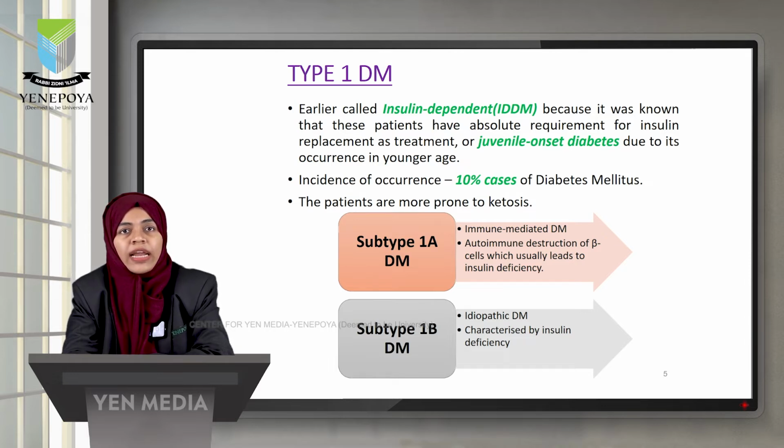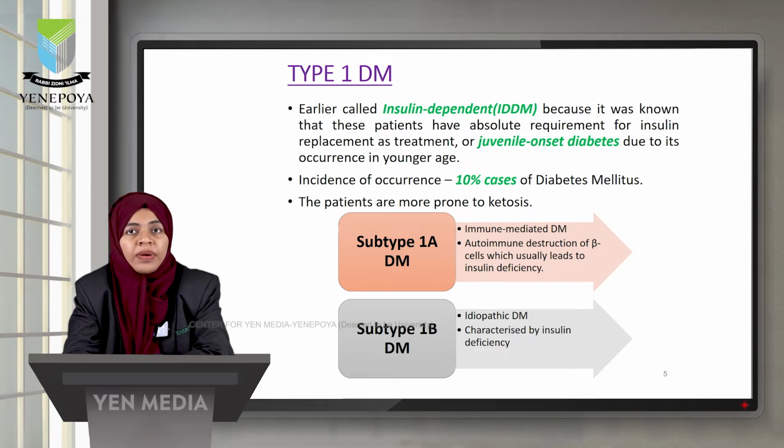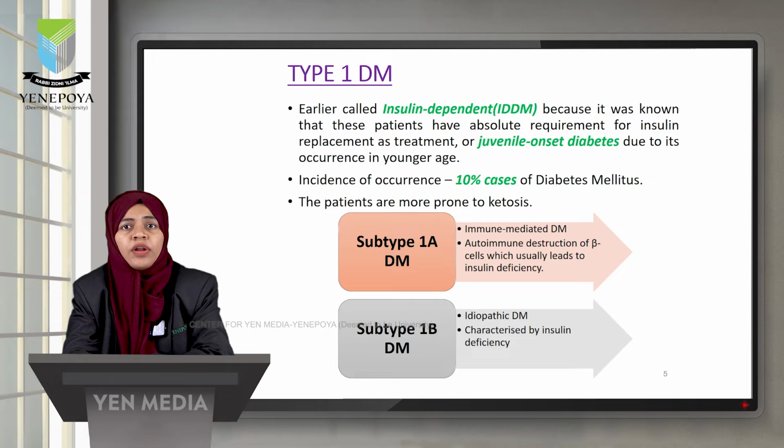Type 1 diabetes mellitus is further classified into subtype 1A and subtype 1B. Subtype 1A is mainly immune-mediated diabetes mellitus, with autoimmune destruction of beta cells, which usually leads to insulin deficiency. Subtype 1B is idiopathic diabetes mellitus, also characterized by insulin deficiency.